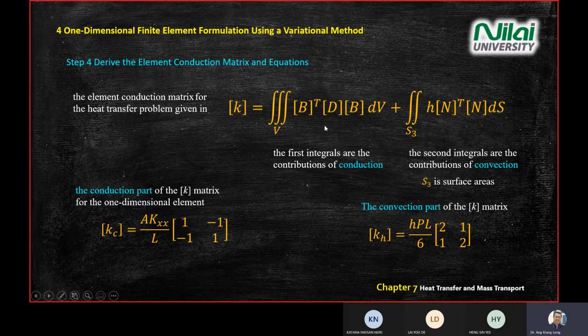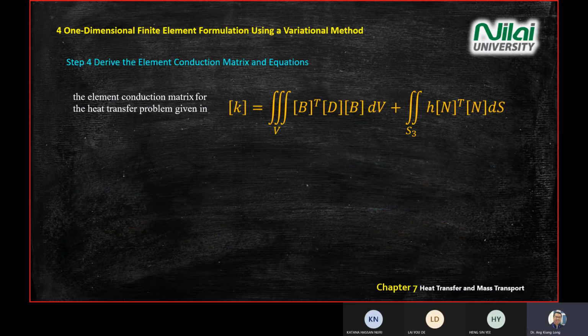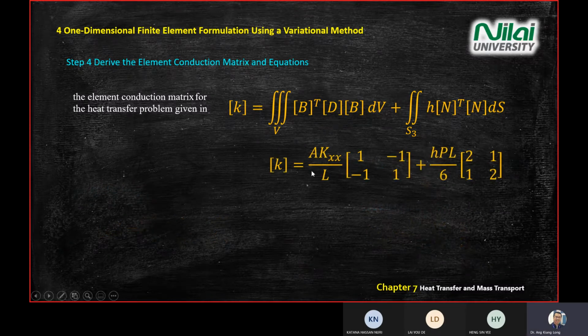So you have three free marks here. When it comes to step 4, you write this equation, you get 1 mark. You write this equation, you get 1 mark. You write this equation, you get 1 mark. So basically, I already gave you 3 marks. So KC, KH, step 4. Then you combine. If you have two scenarios, conduction and convection, you combine the matrices together. K equals conduction plus convection.